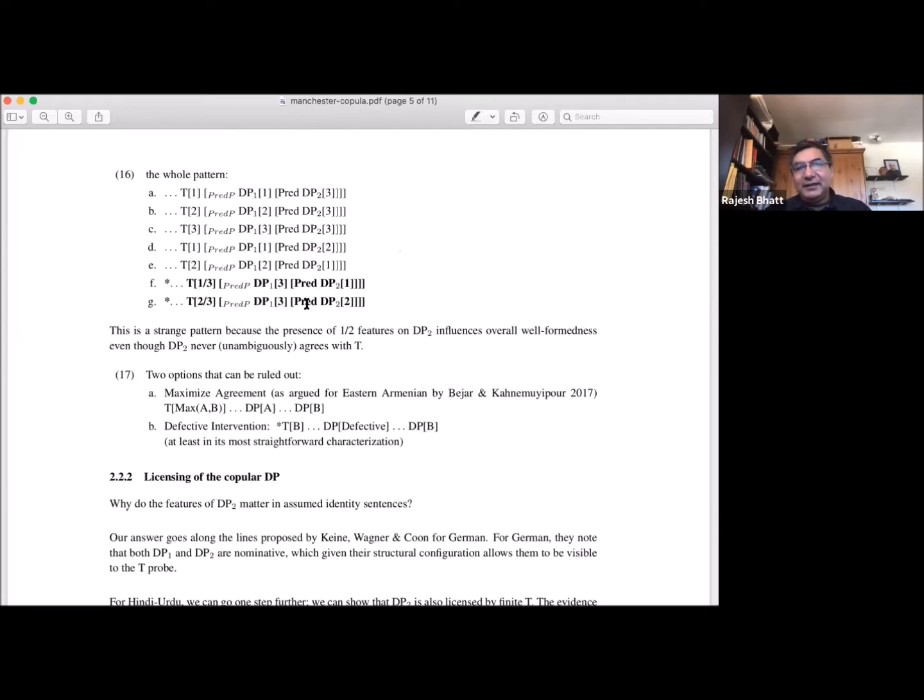Because, and this is a real puzzle, you never find an actual situation where the second DP actually controls agreement. When you see unambiguous agreement, it is always with the higher subject, with DP1. So why? This is a bit of a mystery. What is DP2 doing? Why should agreement here care at all about the features of DP2?